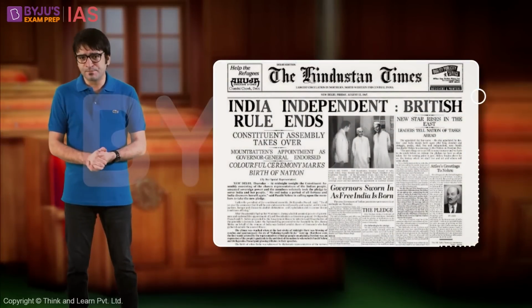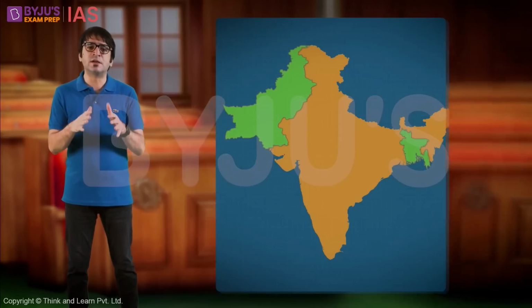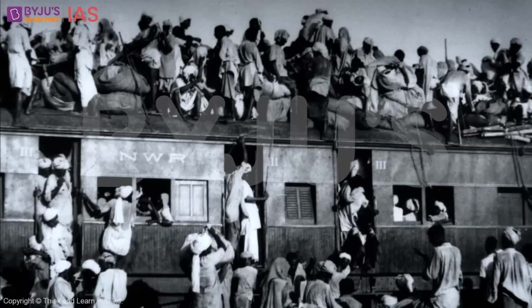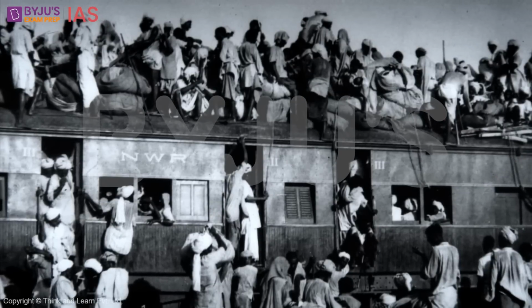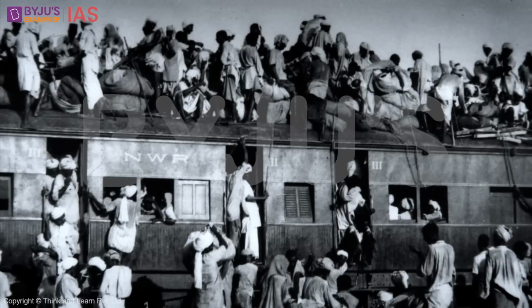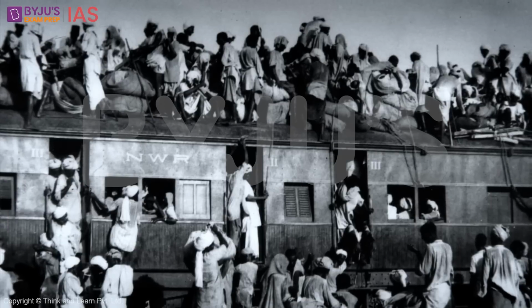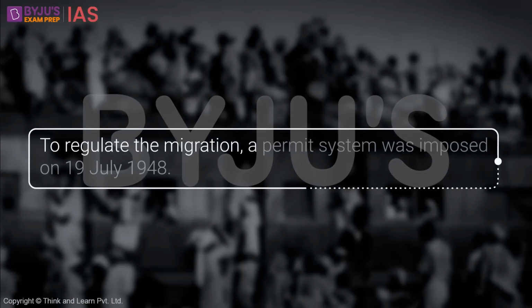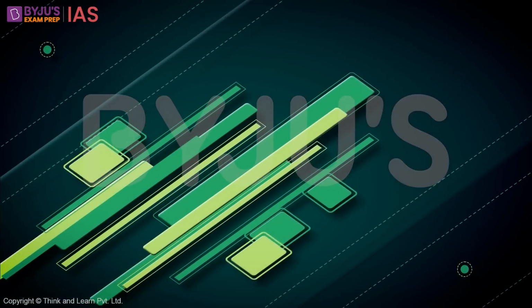When India got independence on August 15, 1947, it got divided into two parts, India and Pakistan. Due to this, large-scale migrations happened. People moved from Pakistan to India and vice versa. Even after partition, for almost 1 year, there were no restrictions on the movement of people between the two countries. To regulate this, a permit system was imposed on July 19, 1948. This meant that now, for moving from one country to another, one has to take permission from their respective governments.